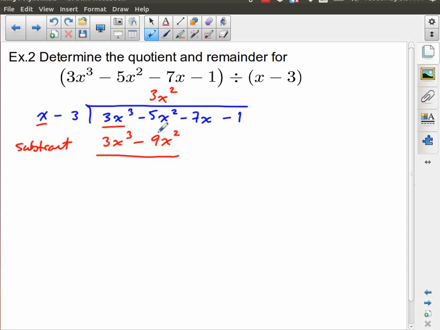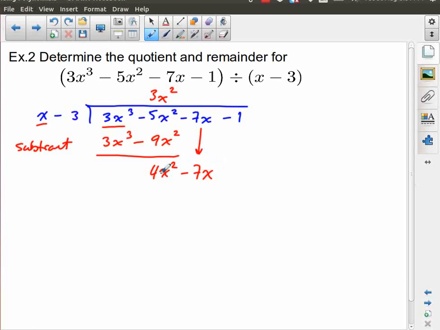So I subtract 3x cubed minus 3x cubed gives me 0. Negative 5x squared minus negative 9x squared is like adding 9x squared. That's going to give me 4x squared. And I've got two terms that I'm working on here, and I want two terms to work with. So I bring down the negative 7x. I've got two terms, and again, notice that the exponents are separated by a difference of 1.